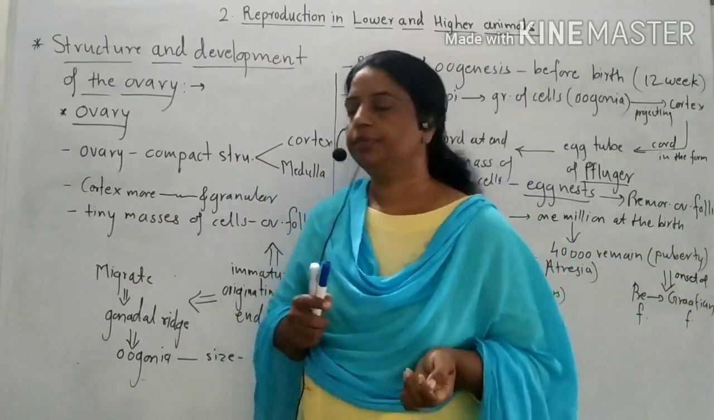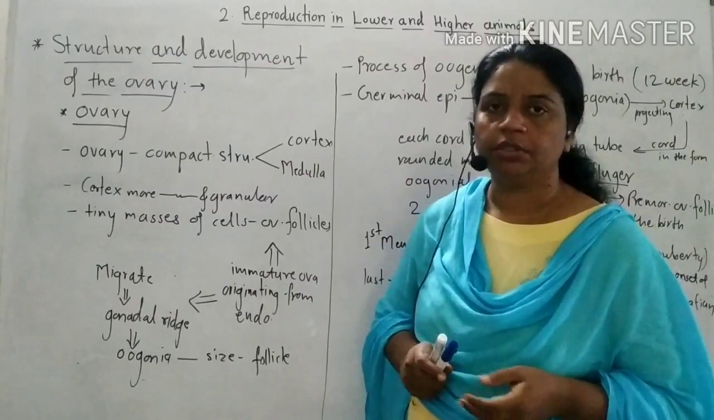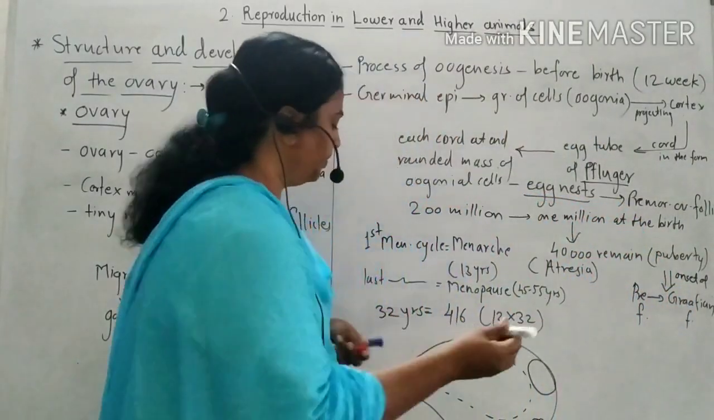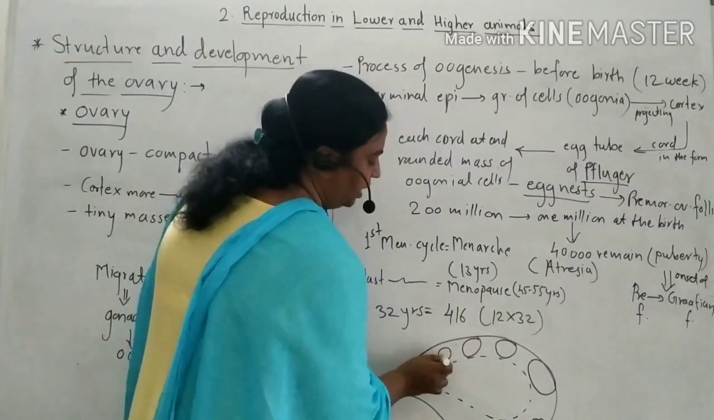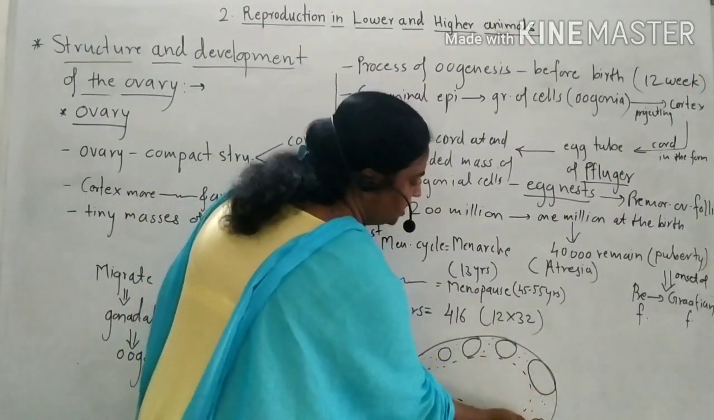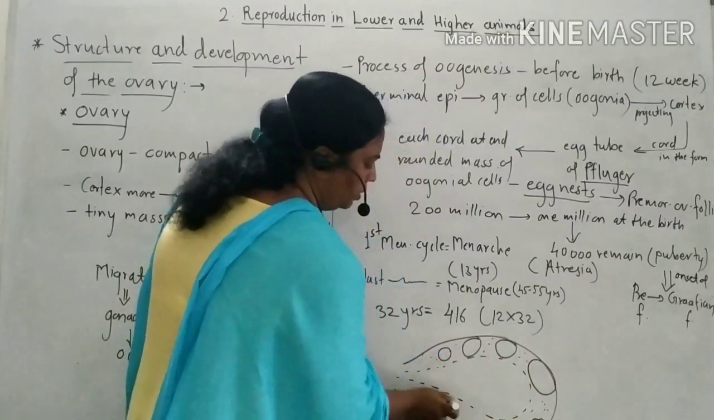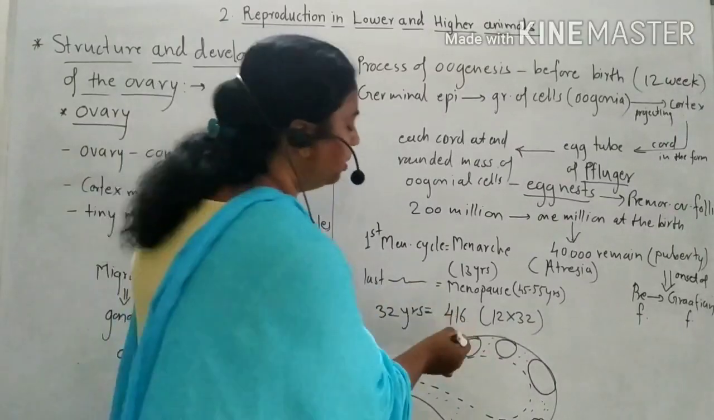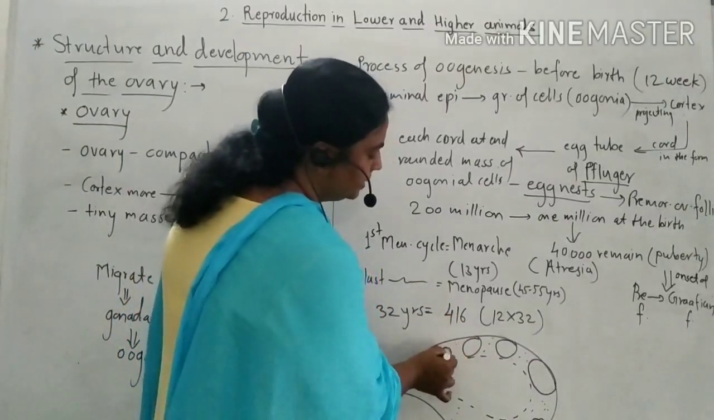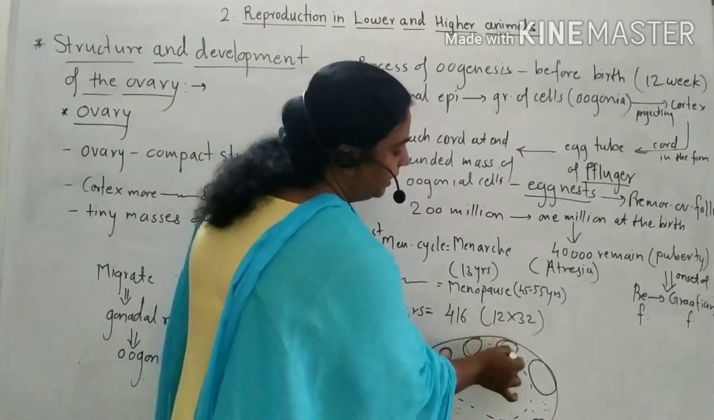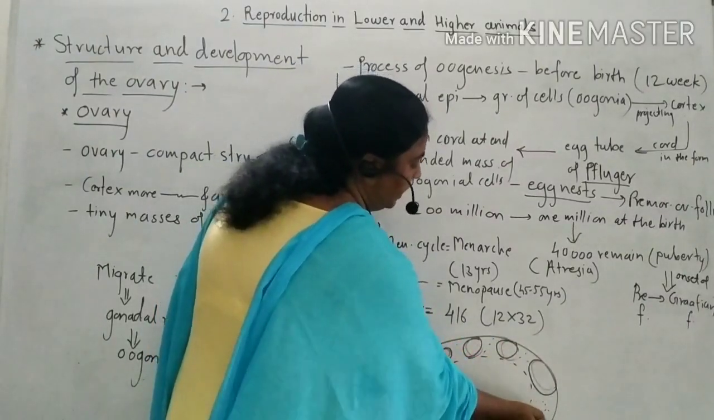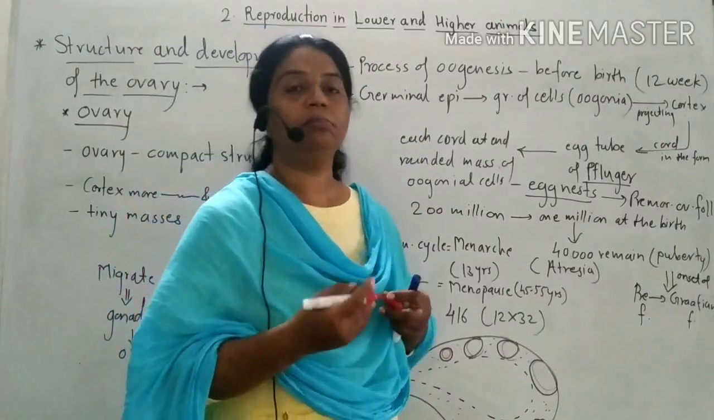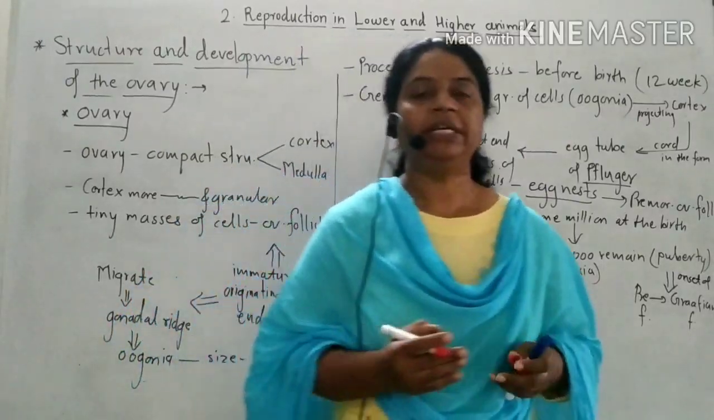How is it developed? The ovary is a compact structure. It has two regions. The outer region is called the cortex, which is more compact than the medulla, and it is granular in nature. It has a number of follicles: developing follicles, primordial, primary, secondary, and Graafian follicle. Then ovulation, corpus luteum, corpus albicans. This means the cortex has a number of follicle stages.